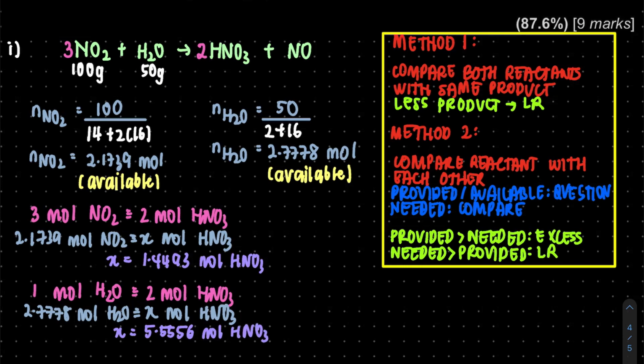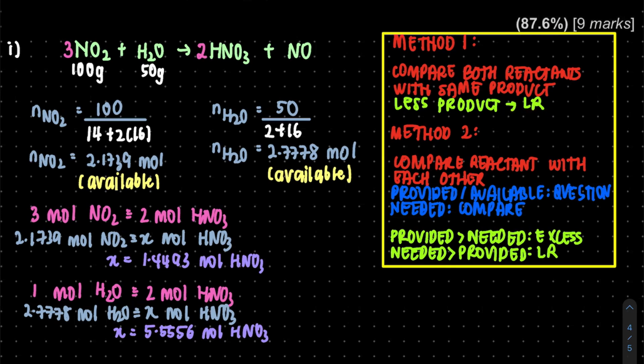Okay, again, unless it is the final answer, we're just going to take 4 decimal places. Once we have compared it, we have the same product, but then we have 2 different values. Then we compare which of the reactants will produce less amount of product?